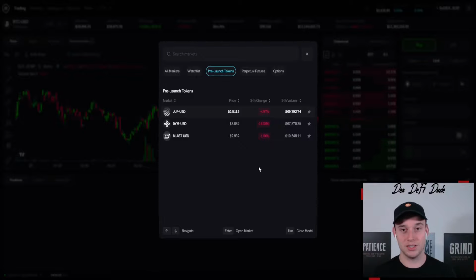So the predictions here, or basically the price, is very similar to the launch price of most of the tokens. So for example, if you qualified for the Jupiter airdrop or for the Dymension airdrop, I think those prices are very precise here. They might, of course, change over time, but from my experience, you can expect the launch prices to be very similar to the pre-launch token prices here on AEVO.